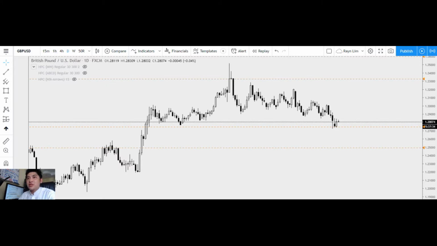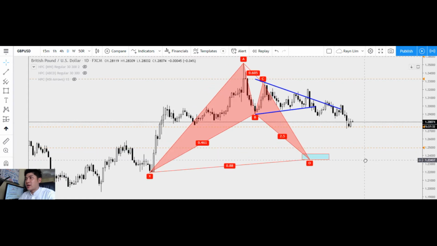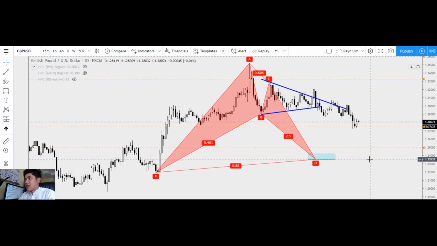Alright, so let me share with you my analysis at a much lower price. I'm looking for a buying opportunity at about 1.2353. So waiting for it to go even deeper, then I'll see whether this trade setup is still valid to engage.